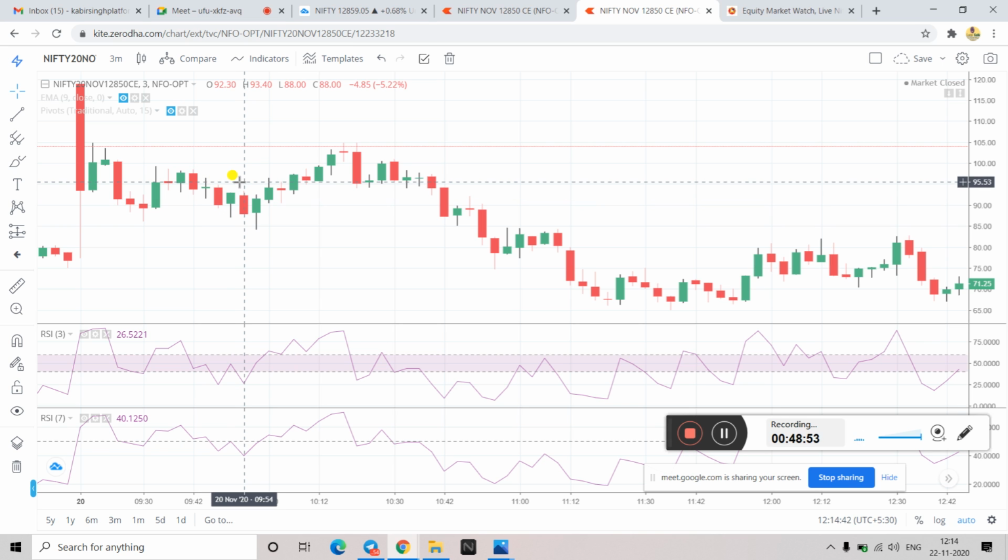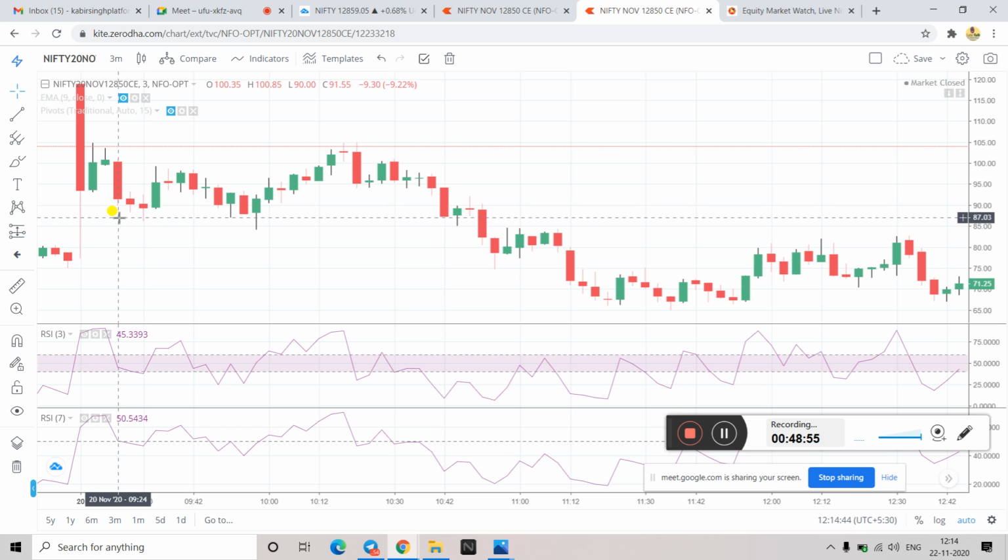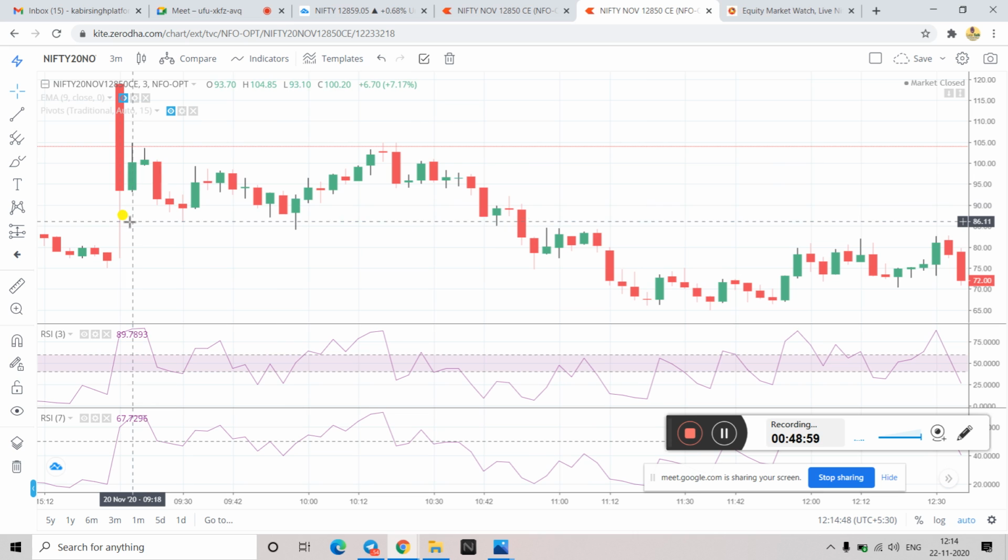And one more thing, when there is a gap up or gap down, RSI 7 will be like this. In this case, there is a gap up kind of opening, and you can see the RSI 7 is already above 50. RSI 3 is a fast moving RSI, it will be very fluctuating. The main RSI to be used is 7, and then when you are trading, just check the RSI 3 value also.